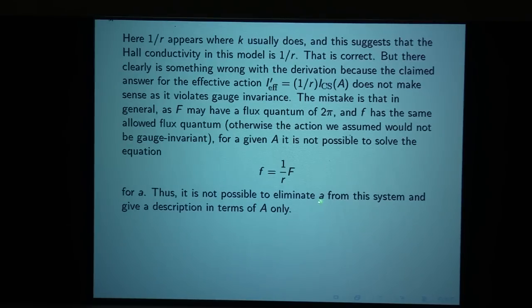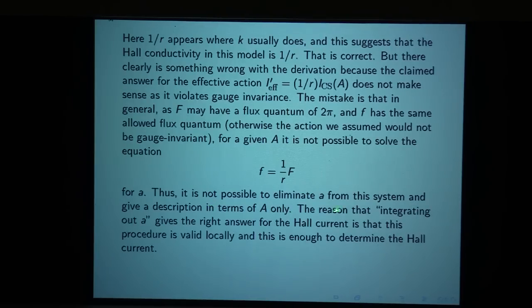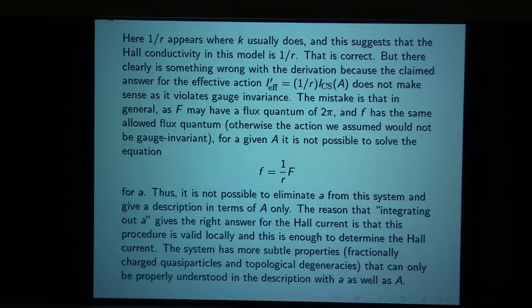So it's not possible to eliminate little a from the system and give a description in terms of big A only. But nevertheless, that procedure gives the right answer for the Hall currents. The reason for that is that the procedure of integrating out little a is valid locally, because the constraint we discussed here is global in nature, and the manipulation that gives the Hall current is local. So the naive procedure gives the right answer for the Hall current, but the system has more subtle properties that can only be understood in the description with little a as well as big A. And we'll have a little bit of an introduction to those properties tomorrow.